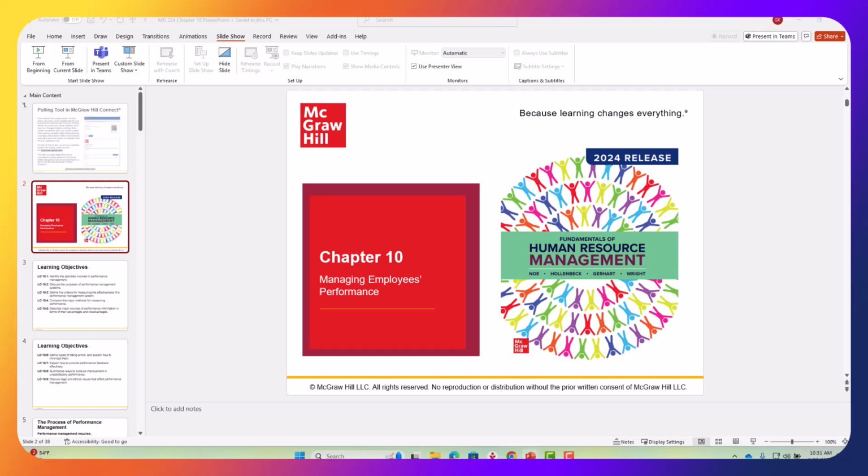Employees with high ability and high motivation are generally solid performers. Always the case.